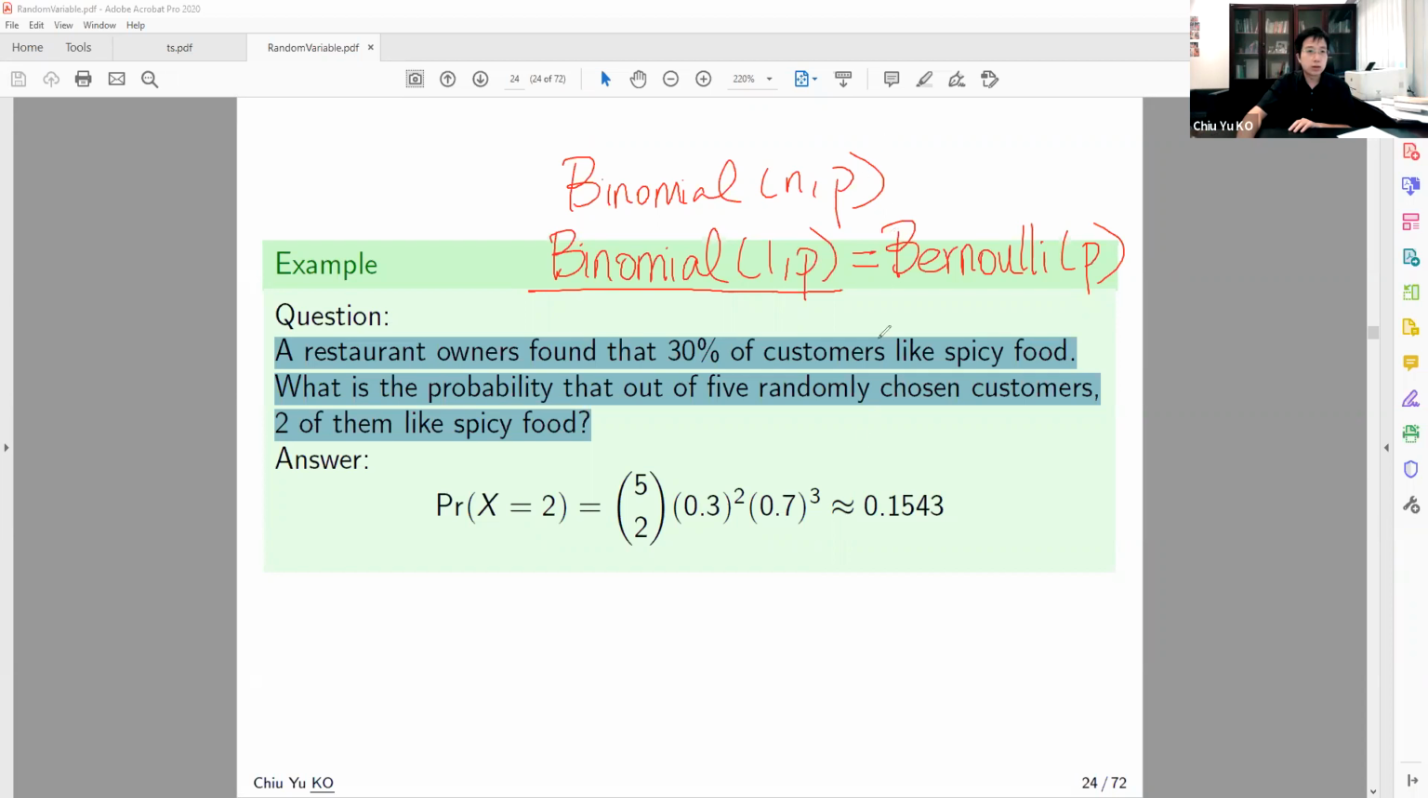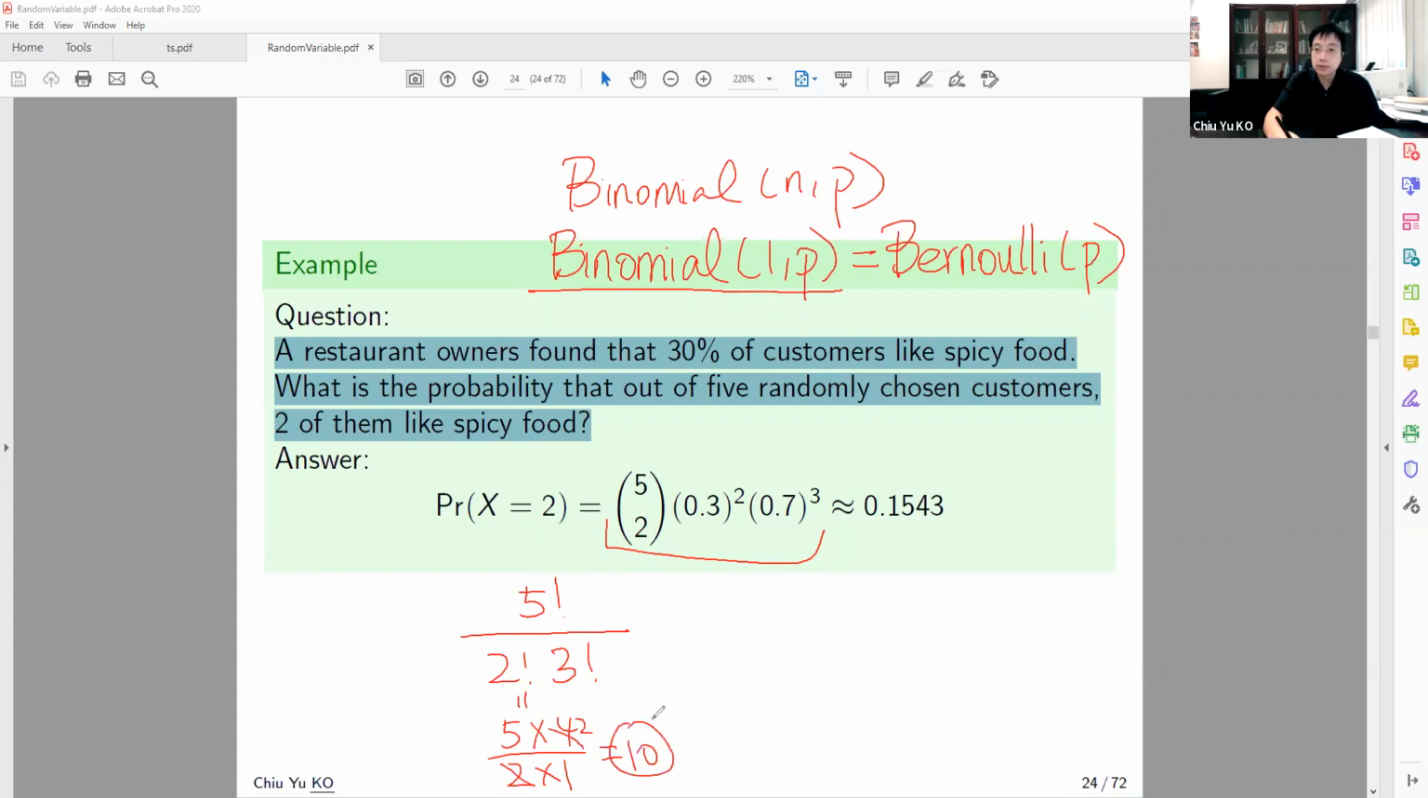So how do you get this one? Did I make a mistake? So let's do it together. People ask me, maybe I compute wrongly. So 5C2 is 5 factorial over 2 factorial times 3 factorial. Okay. So just calculate by hand will be 5 times 4 over 2 times 1, right? So this is 10, okay?